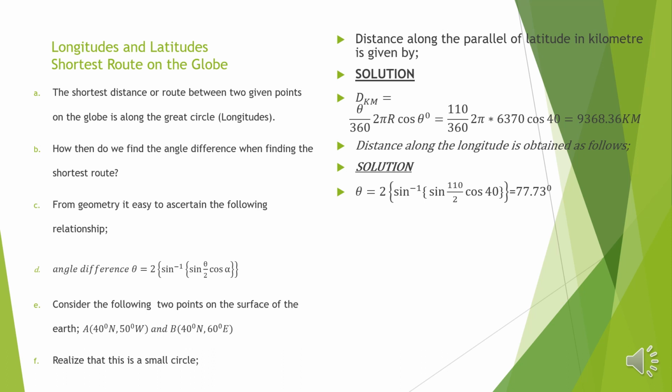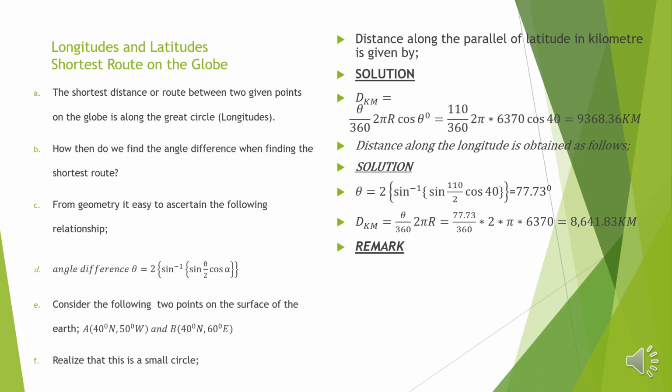77.73 degrees. Now, recall too that distance in kilometers for a great circle is theta over 360 times 2 pi r. Then substituting our angle difference, which is 77.73 over 360, multiplying by 2, multiplying by pi, multiplying by 6370, which is the radius of the Earth, the correct answer comes to 8,641.83 kilometers. By look of the two answers, you realize that the distance along the great circle, that is along the longitude, is usually the shorter as compared.